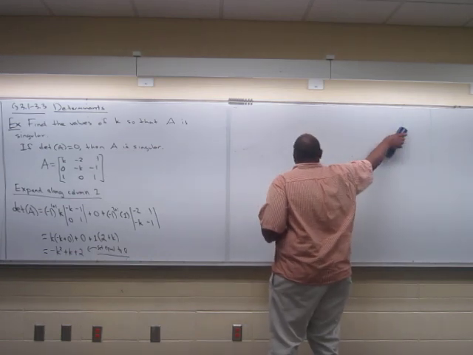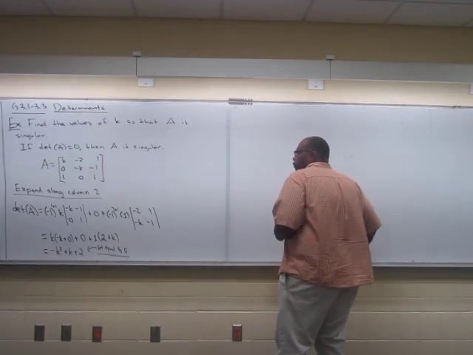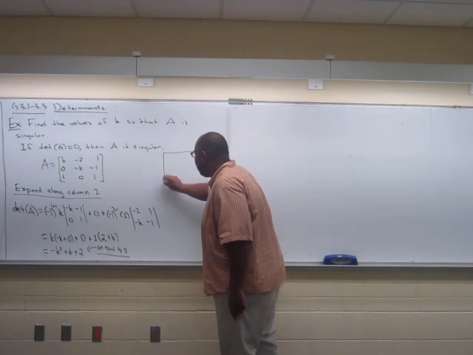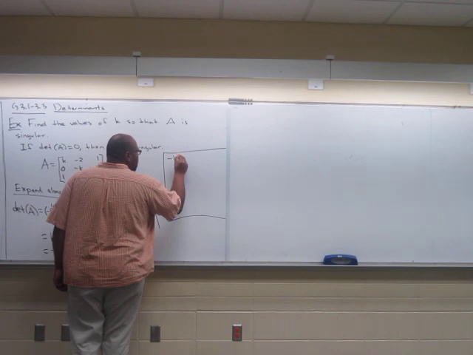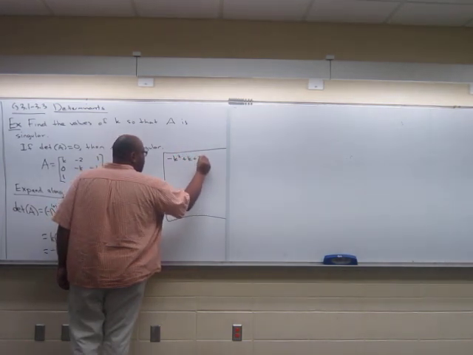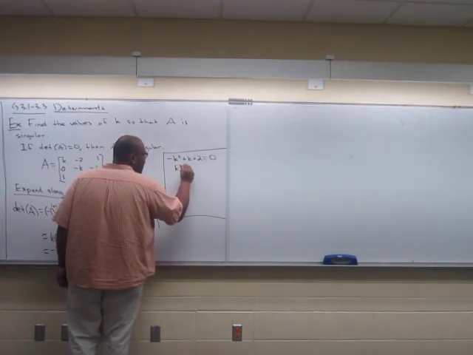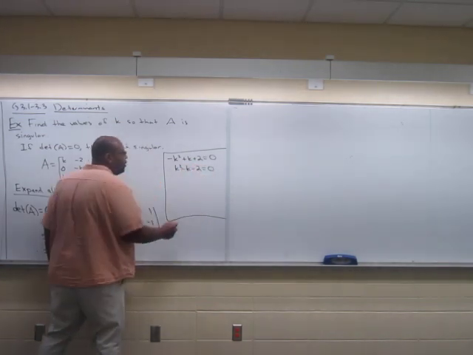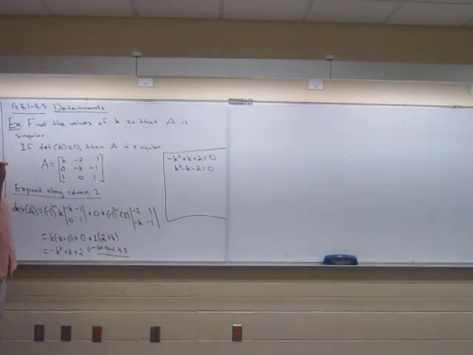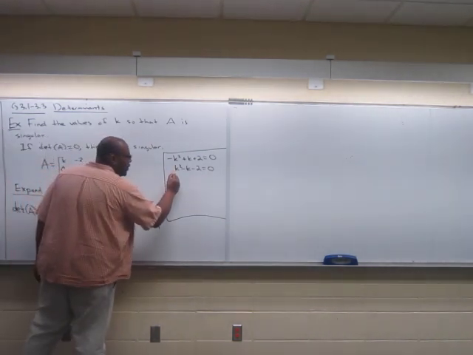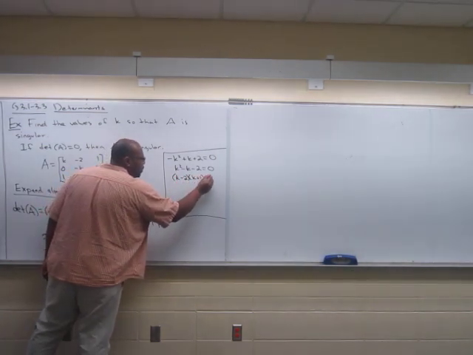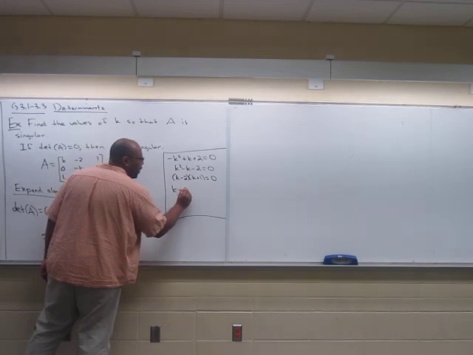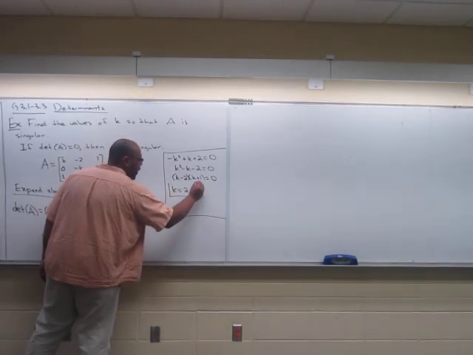Actually, I think I have enough space to put the final solution here. We need to conserve board space, right? So I have negative K squared plus K plus 2 equal to 0. So it's the same as K squared minus K minus 2 equal to 0. Just multiply everything by negative 1. I could factor that, right? I think that factors into K minus 2 and K plus 1. So K is equal to 2 and negative 1 are my two answers.